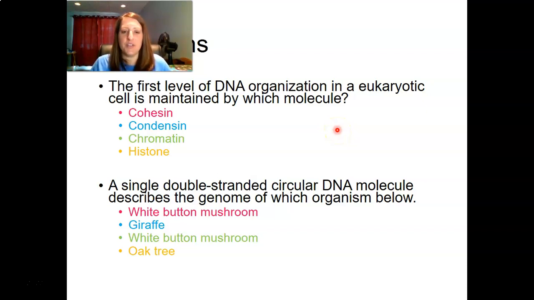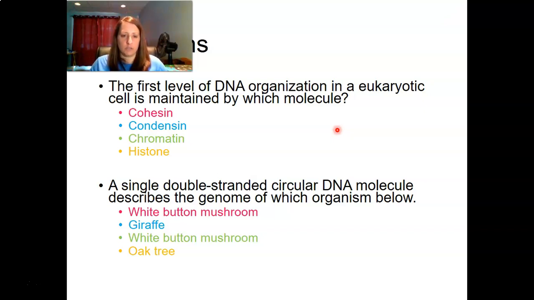Next question. The first level of DNA organization in a eukaryotic cell is maintained by which molecule? So that first level, you've got your linear DNA. What happens to that linear DNA? It starts to become packaged or condensed. What is the molecule involved in that first level of packaging?